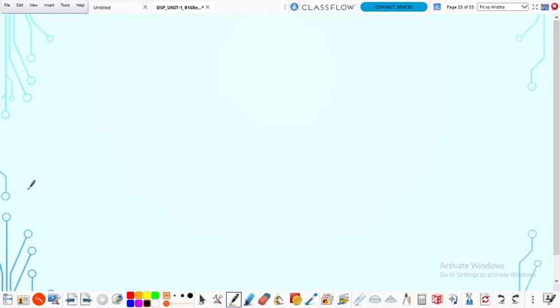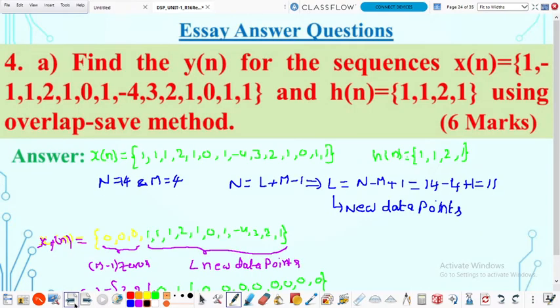So find out the circular convolution between x1 of n and h of n. The length of the two sequences must be the same. So now here, what is the length of the impulse response? The length of the impulse response is 4. So now increase the length of the impulse response. How to increase it? By appending L minus 1 zeros to h of n.